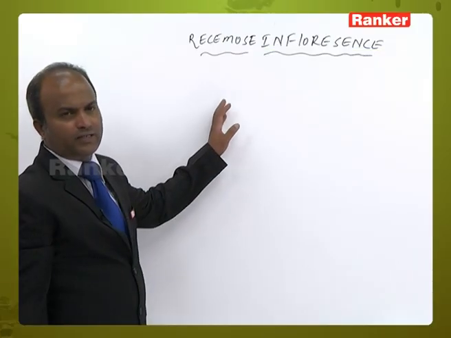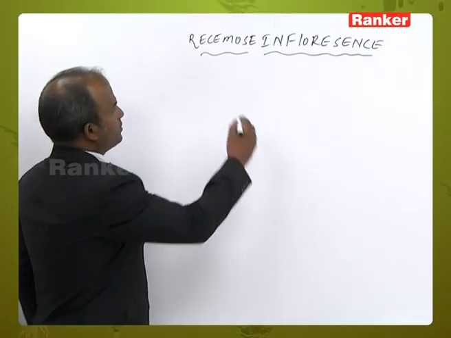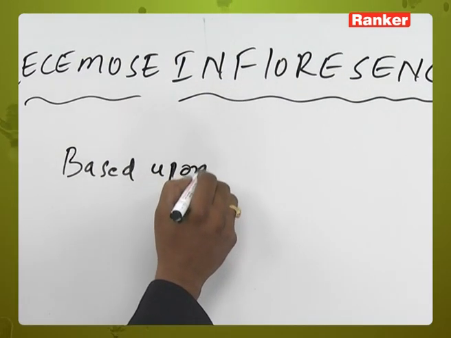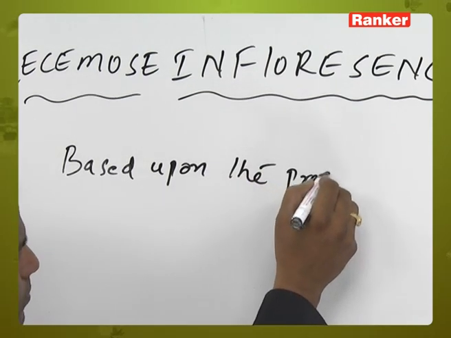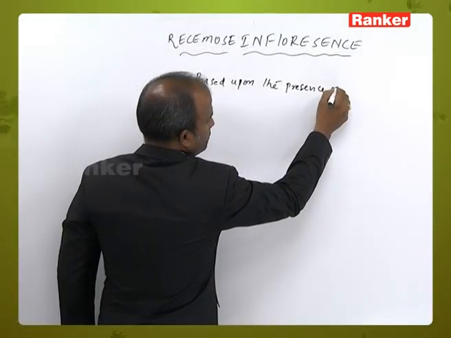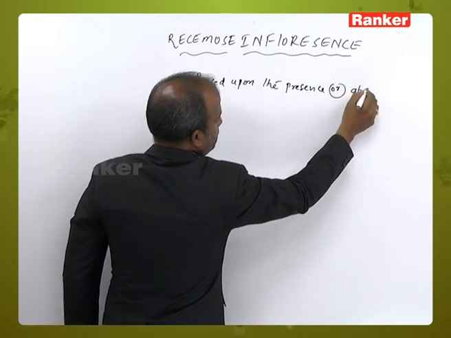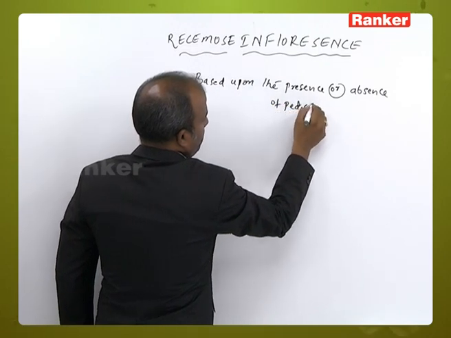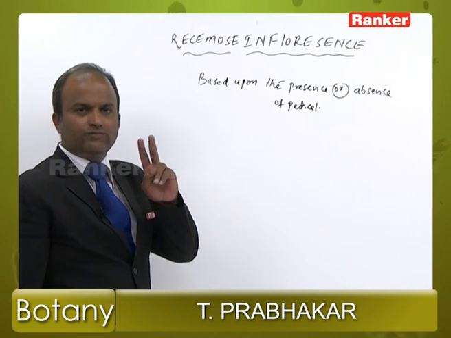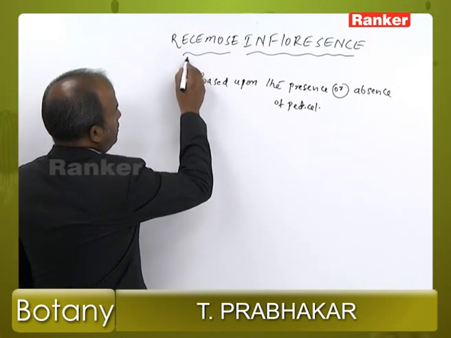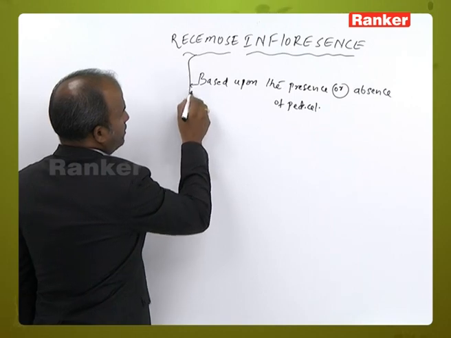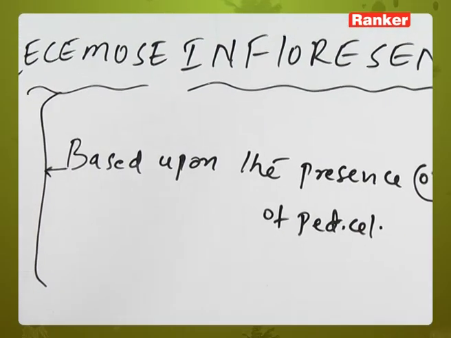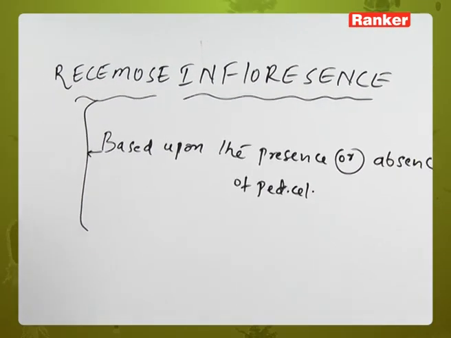Based upon which character? Based upon the presence or absence of pedicel. Racemose inflorescence, it is of two types based upon this criteria: the presence or absence of pedicel.